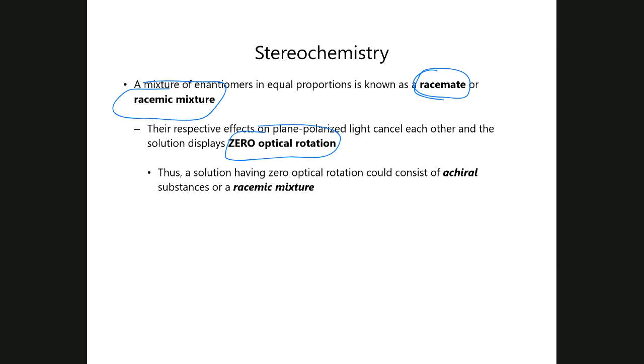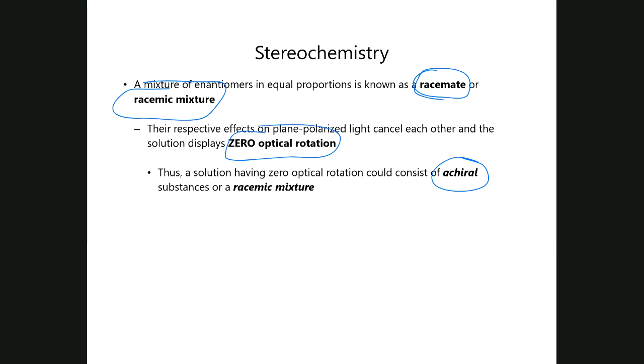Achiral substances do not exhibit optical rotation. It's only an artifact of asymmetry, which is what leads to chirality. Or if you happen to have equal amounts of the two enantiomers in the same pot and you sample it and put it in the polarimeter, you're not going to get any rotation, because one rotates one way, the other rotates the other, and they cancel each other's effects.